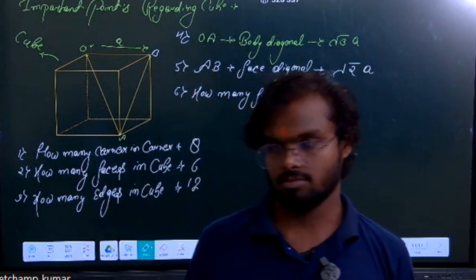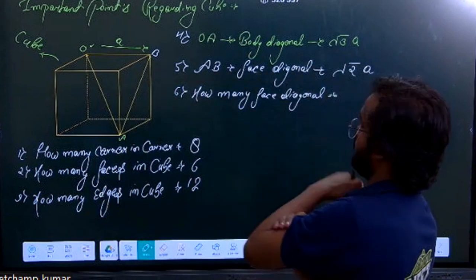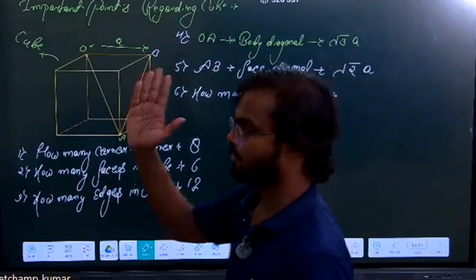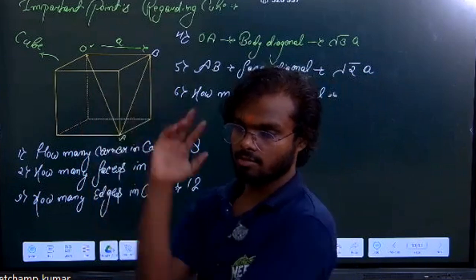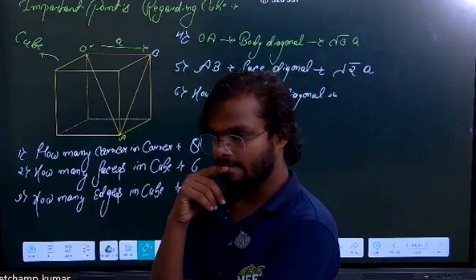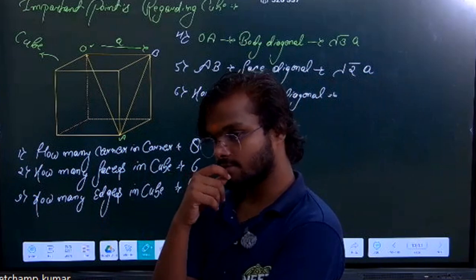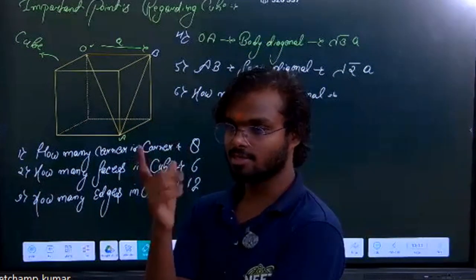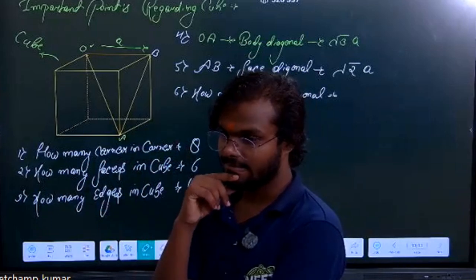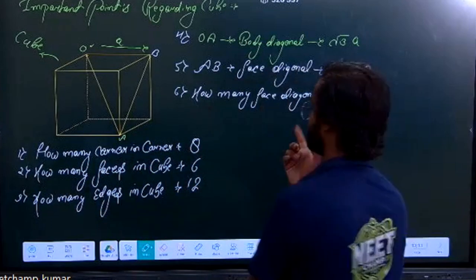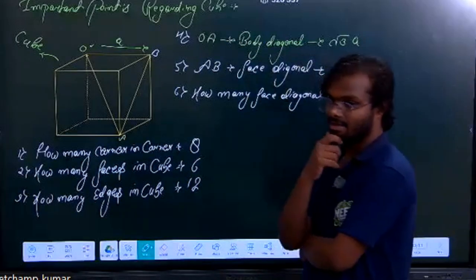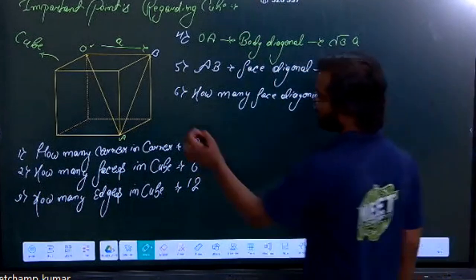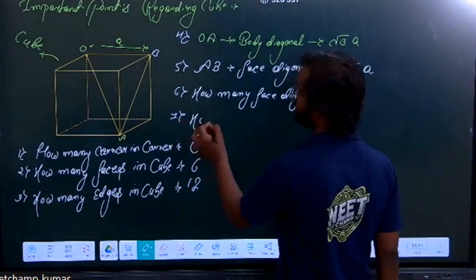6. On one face, how many face diagonals can we draw? Suppose I take one face. How many diagonals can you draw on one face? 2. And how many faces are there? 6 faces. 6 into 2 is 12. So how many face diagonals are there? 12.